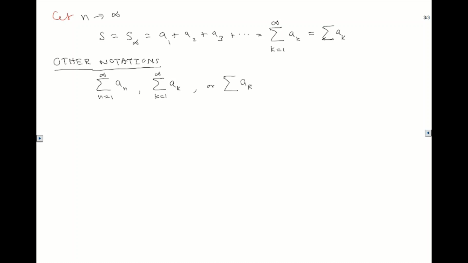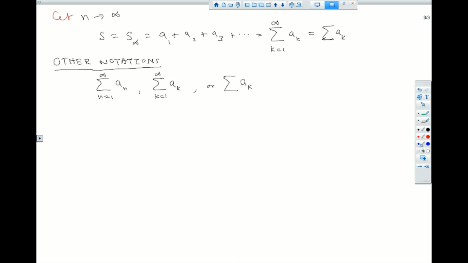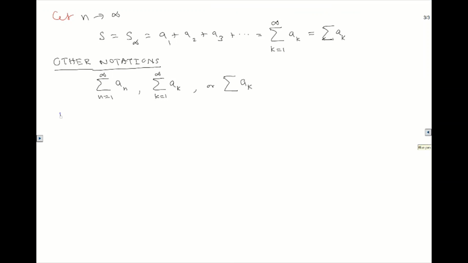When it is really obvious, we don't even write the index. Good. So what we're gonna do, you know that the behavior of the series is very chaotic. So we're gonna talk about three very important situations in this course. Let's go to the first one, what we call the geometric series.